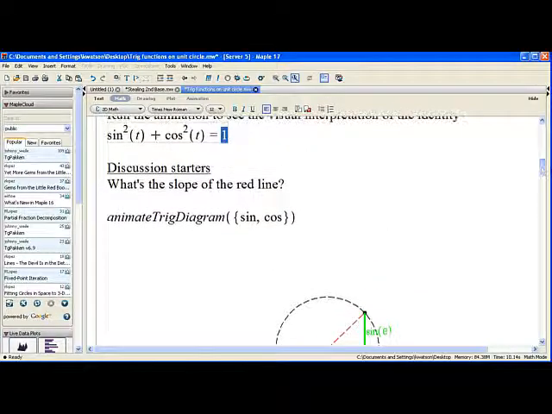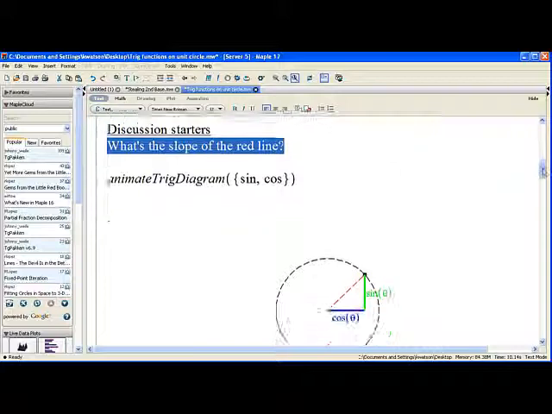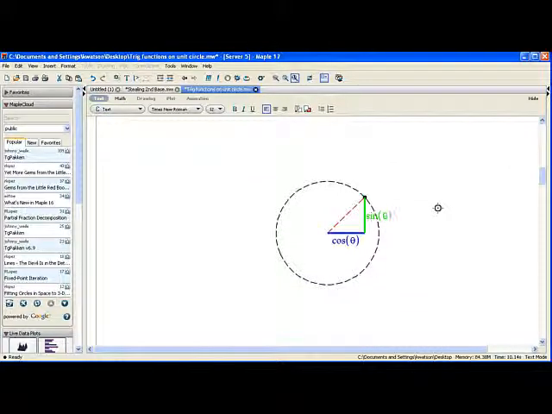But now the discussion gets richer. What is the slope of the red line? This is a nice segue into the tangent. I'm hoping that my students will realize that the slope of the red line is the difference in the y divided by the difference in the x, sine over cosine, and I'm hoping they'll say, oh yeah, that's tangent.